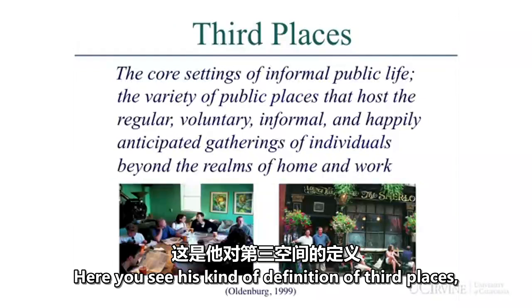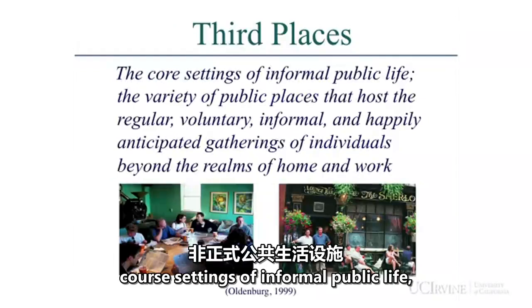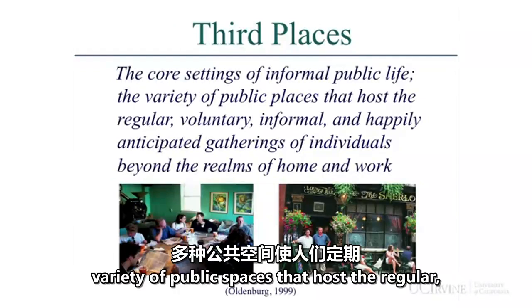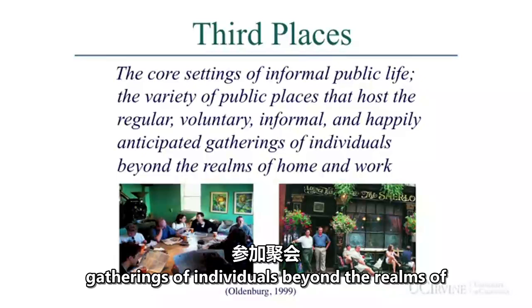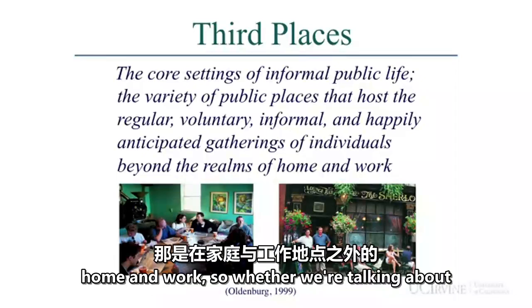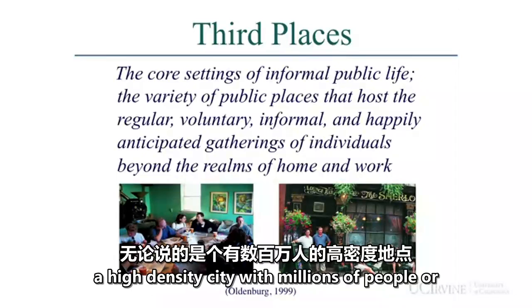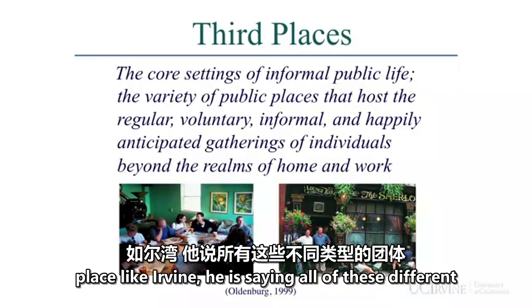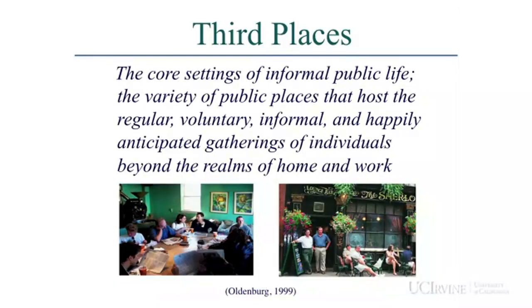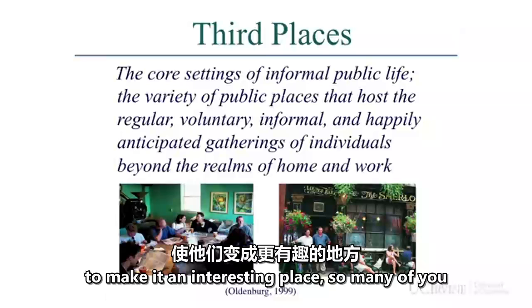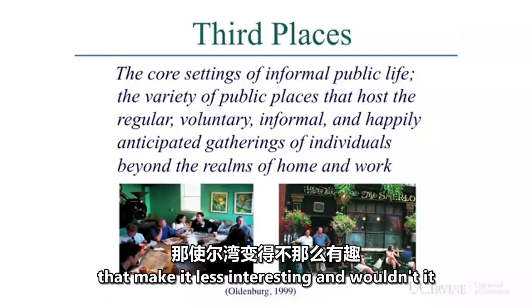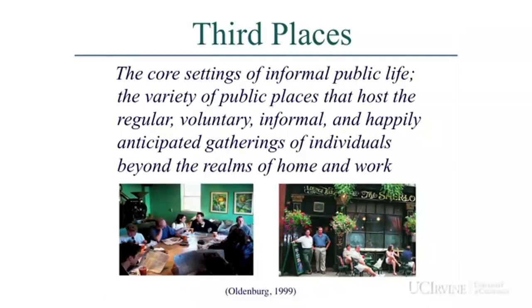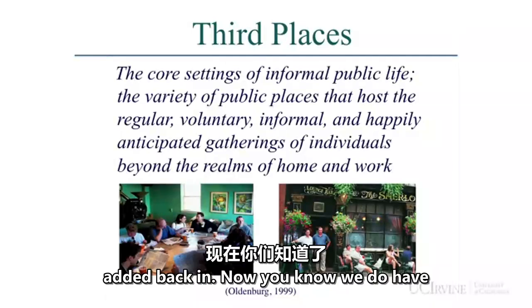Here you see his definition of third places: core settings of informal public life, variety of public spaces that host the regular, voluntary, informal, and happily anticipated gatherings of individuals beyond the realms of home and work. So whether we're talking about a high-density city with millions of people or a place like Irvine, he's saying all of these different sizes of communities need third places for diversity to make it an interesting place. Many of you identified places that are missing from Irvine that make it less interesting. Wouldn't it be nice if some of these things could be added back in?